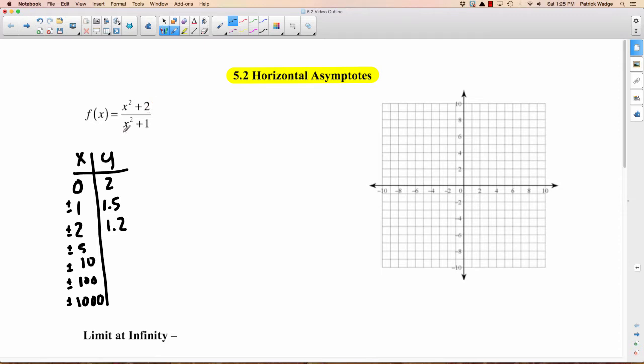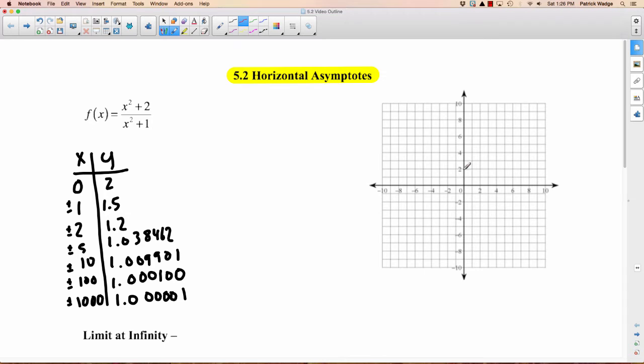If we put 5 in here, it gets harder to do this in my head. You get 27 on top, you get 26 on the bottom. You end up getting a decimal, 1.038462. I think that's more than we need. If you put 10 in here, you get 102 over 101, which works out to 1.009901. If you put 100 in here, you get 10,002 over 10,001, I think. You get 1.000100. And if you put 1,000 in here, I think you get 1,000,002 divided by 1,000,001. So you get 1.000001.